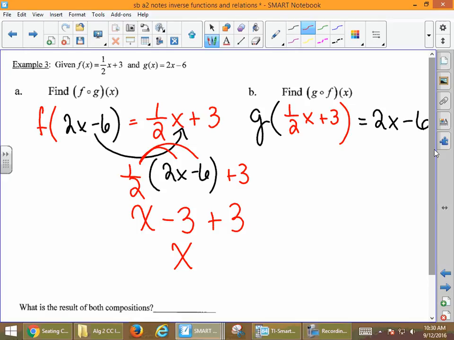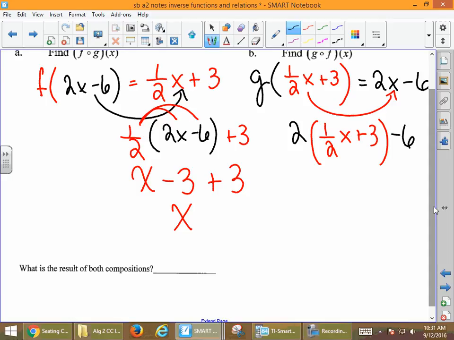So that's what we're going to do. 1 half x plus 3. Going to go back in here for the x. So it's going to be 2 times 1/2 x plus 3 minus the 6. Don't forget the minus 6.